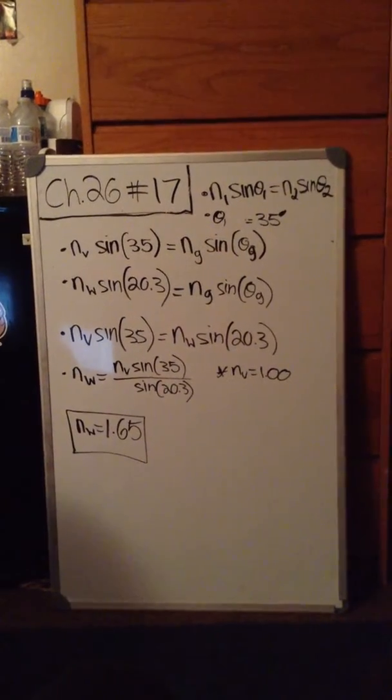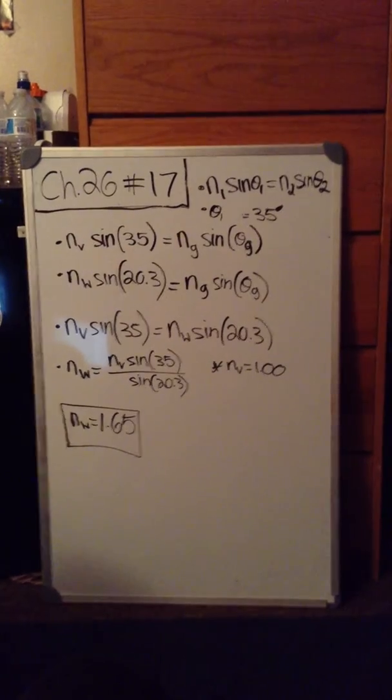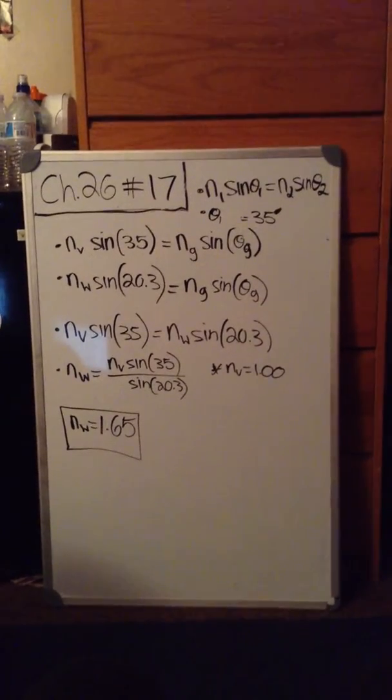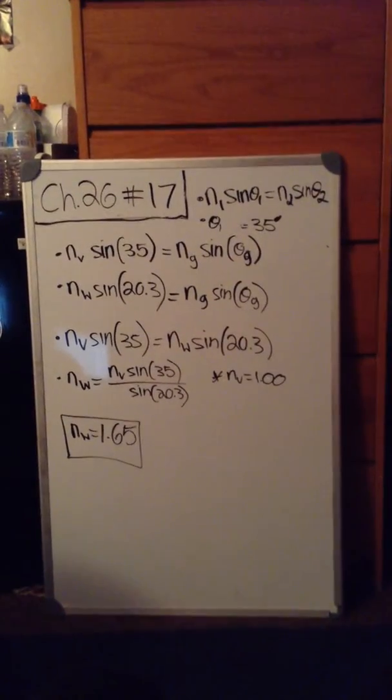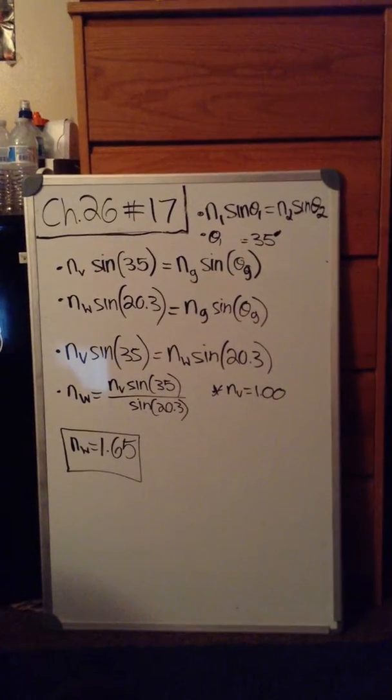This is problem 17 from chapter 26. The problem reads, light in a vacuum is incident on a transparent glass slab. The angle of incidence is 35 degrees. The slab is then immersed in a pool of liquid.